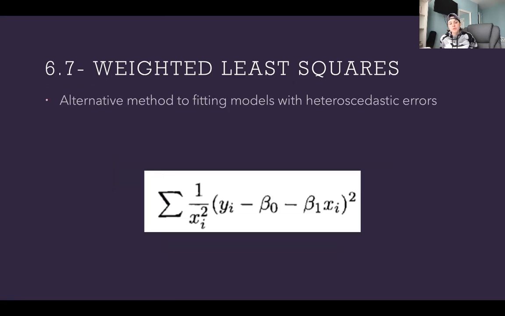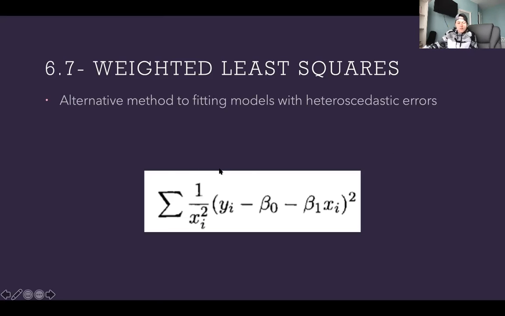Section 6.7 is all about weighted least squares. Linear regression models with heteroscedastic errors can also benefit from the weighted least squares method. Parameter estimates are obtained by minimizing a weighted sum of the squares of residuals, and the weights are inversely proportional to the variance of the errors.